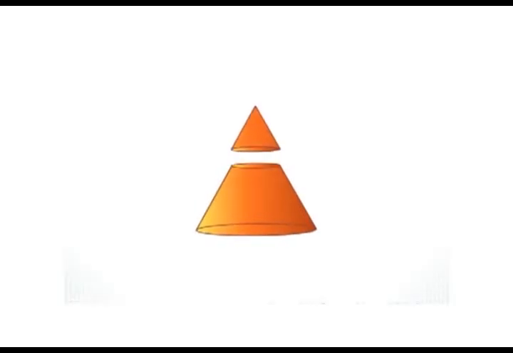Chopping also produces a smaller cone. The smaller cone is similar to the large original cone. Therefore, the ratio of their sides is proportional. Using the concept of similarity, calculating the volume is easy. Volume of the frustum is equal to the volume of the large cone minus the volume of the small cone.